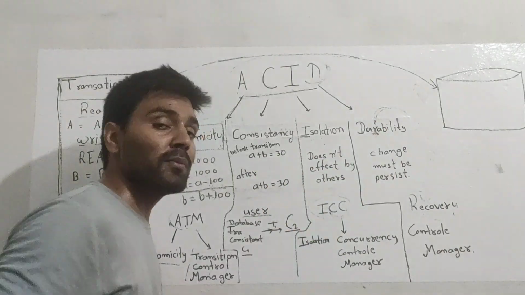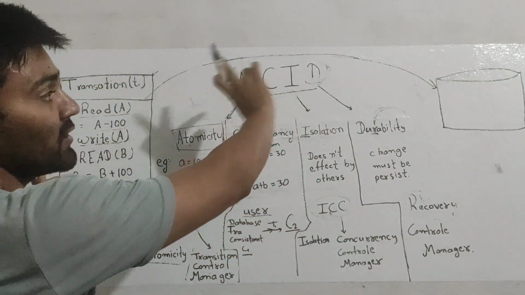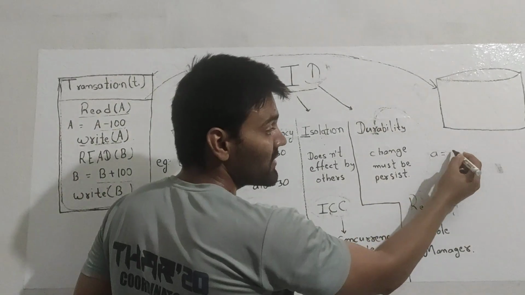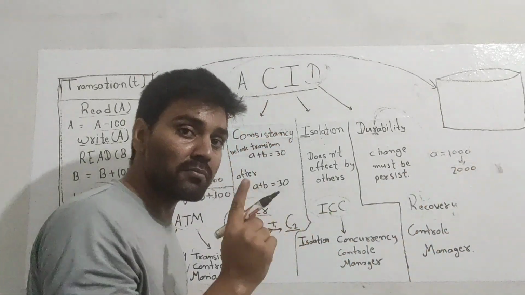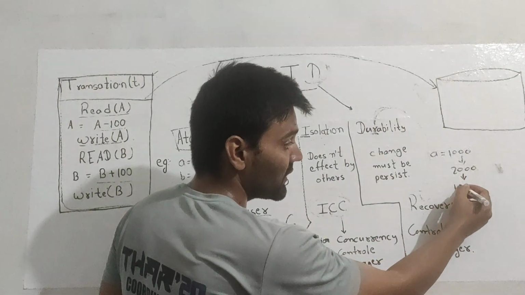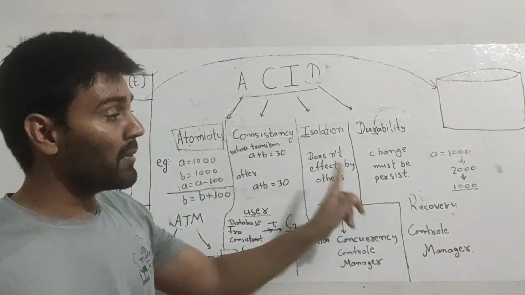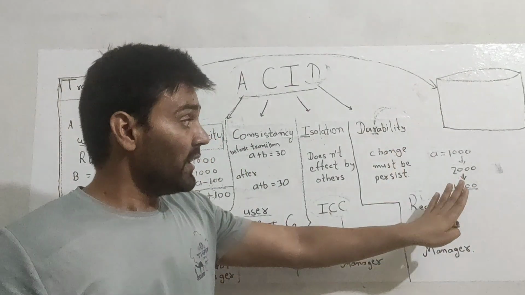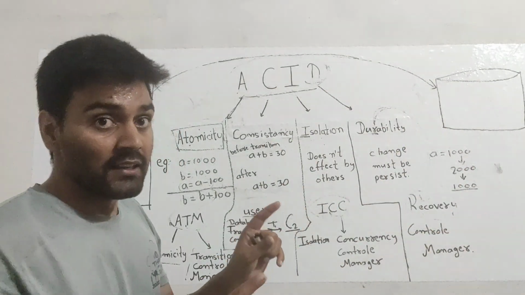Then the next property is durability. What is durability? Suppose we are making a change through a transaction on a database, then that change must persist. Suppose a value is 1000 and I am making it 2000, it must not happen that after some time it automatically becomes 1000 again. That must not happen. Whatever change we make through a transaction must be permanently there. And if we are making the change, then that change must happen, or else not happen.